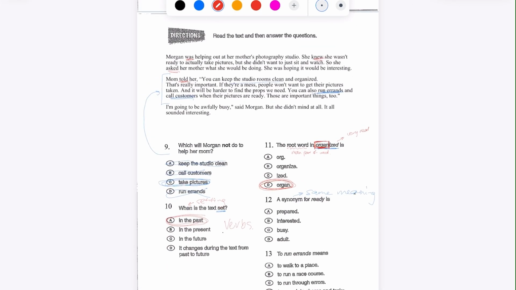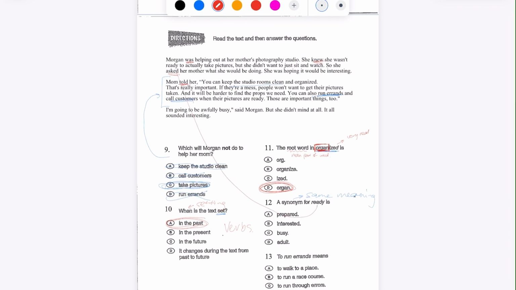Next, for number 12, a synonym for ready is... so here we have, she wasn't ready over here. So ready, in this case, would mean prepared. She wasn't prepared to do the photo taking yet. So she's still learning. So here she's not ready, so she's not prepared yet. Later in the future, she might be prepared. But as of now, she is not prepared.